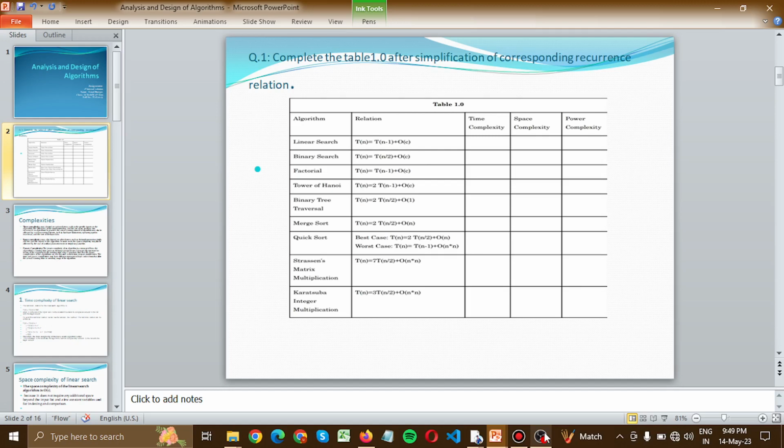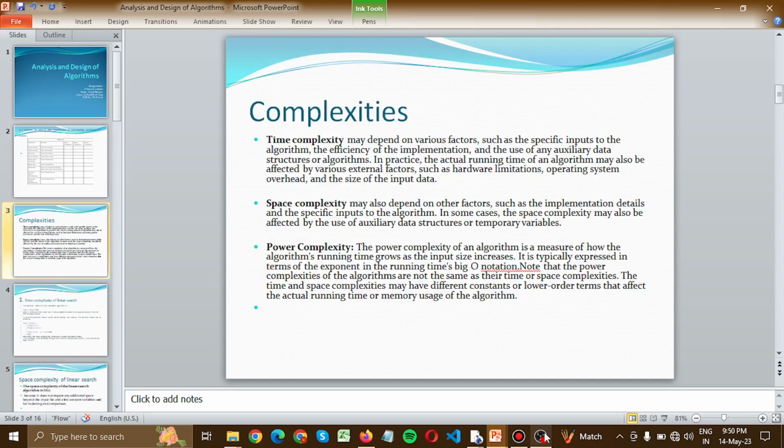In this table, we have algorithms like linear search, binary search, factorial, Tower of Hanoi, binary tree traversal, merge sort, quick sort, exponentiation, matrix multiplication, Karatsuba integer multiplication, and their recurrence relations. Now we have to find the time complexity, space complexity, and power complexity of each algorithm. Now we will see the complexities.